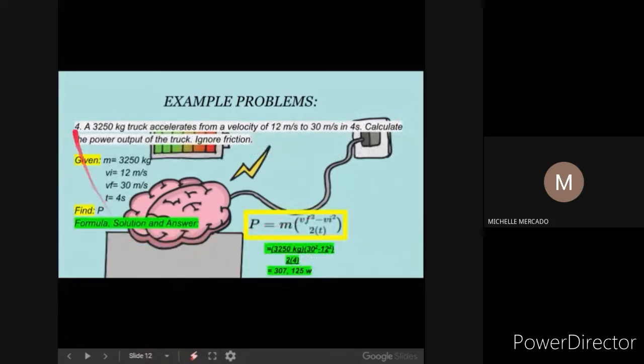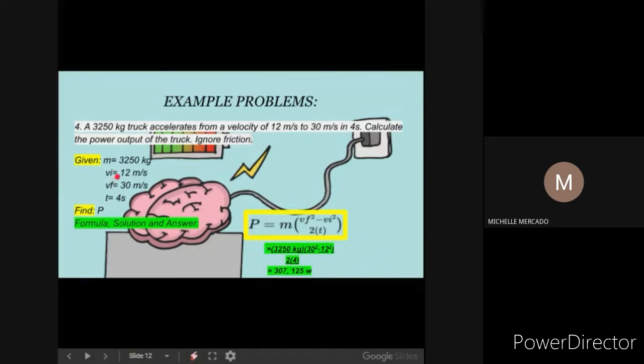Next, number 4 problem. A 3,250 kilogram truck accelerates from a velocity of 12 meter per second to 30 meter per second in 4 seconds. Calculate the power output of the truck, ignore the friction. So again, identify the given first. So given po natin, 3,250 kilogram. By looking at the unit, madali po natin ma-identify kung ano po yung mga given.